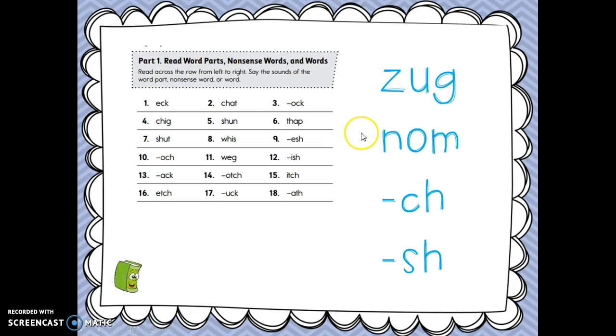Let's practice reading some nonsense words. You can read the whole word if you know it just by looking at it, zug, or you can make the sound for each letter to sound it out, and then try to put the sounds together to read the whole word. Z, u, g, zug. Alright, let's try another one.